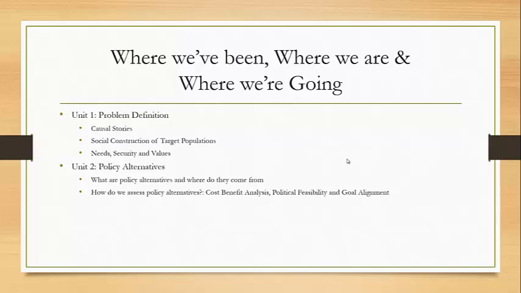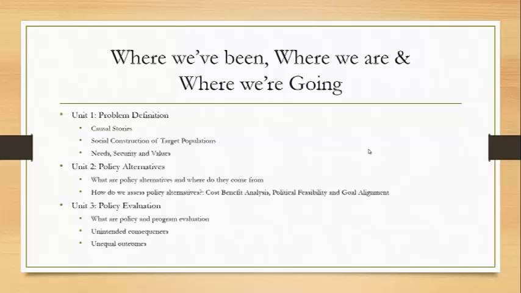So this week we're talking about cost-benefit analysis, and then next week we'll talk about political feasibility and goal alignment. These are ways that we evaluate what the best policy is, what the best approach is to addressing a particular problem. Then, after we're finished talking about those policy alternatives, we'll talk about how we actually go about evaluating and implementing policy. So we'll talk about what policy and program evaluation is, how we look at unintended consequences and unequal outcomes, and we'll also talk briefly about implementation.